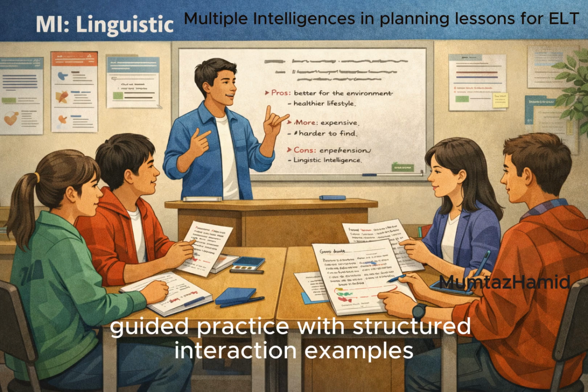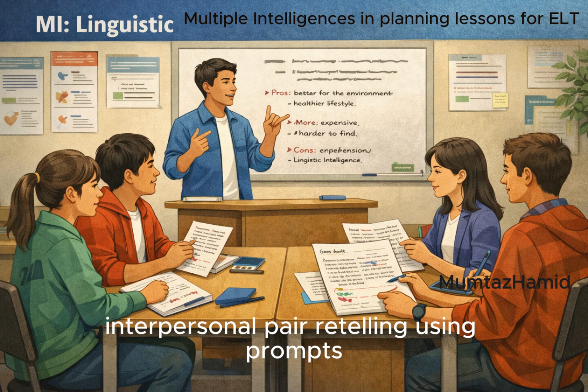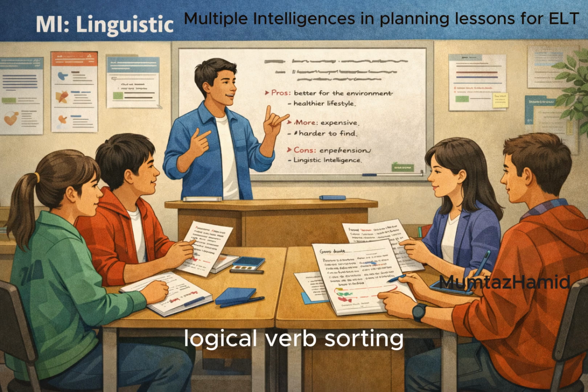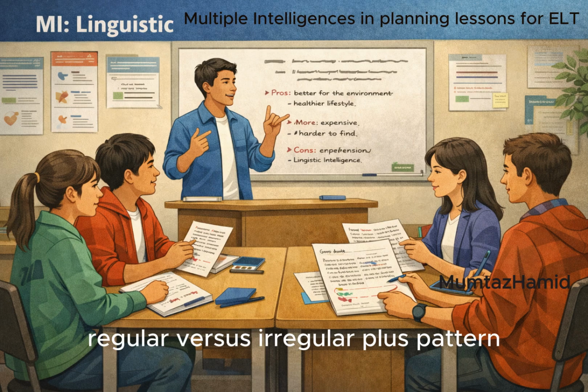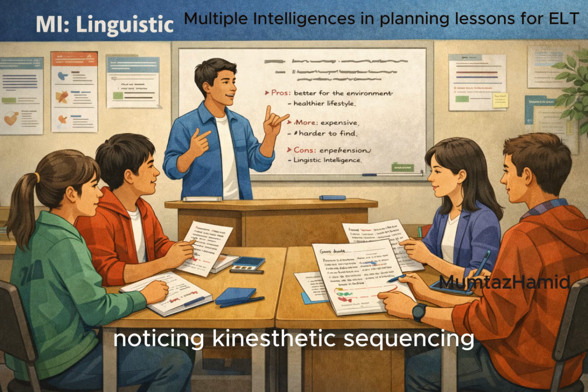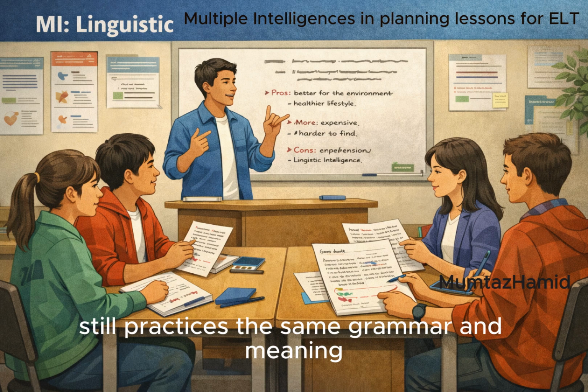Step 3. Guided practice with structured interaction. Examples: interpersonal, pair retelling using prompts; logical, verb sorting, regular versus irregular, plus pattern noticing; kinesthetic, sequencing sentence strips around the room. Notice, each activity still practices the same grammar and meaning.